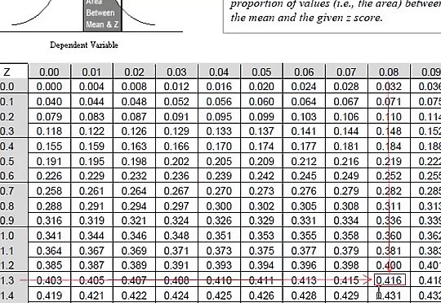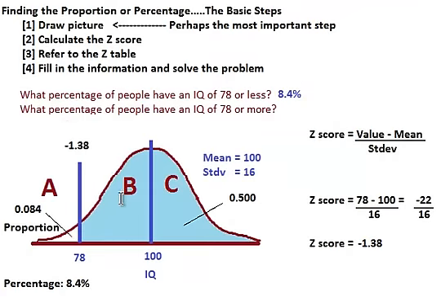And the overlap, they come together here at 0.0416. So 1.3 over, 0.08 down, meets up at 0.0416. So that means that area B corresponds to 0.416. Okay, so then what percentage of people have an IQ of 78 or more?